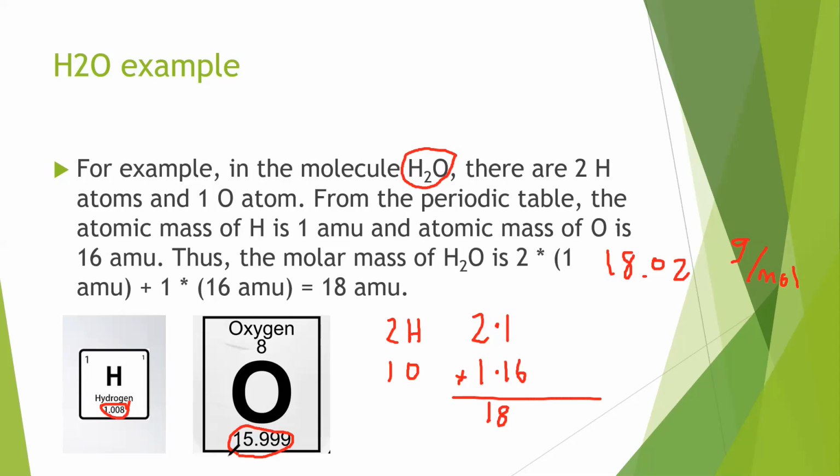You can get 18.02 by using hydrogen as 1.008 and carrying all the decimal points, but 18 is close enough. So this is the molar mass, 18 AMU, or we can use what we did earlier, grams per mole. So this tells us if we have 1 mole of water, we have 18 grams. So 1 mole of water weighs 18 grams. And we calculated the molar mass from the periodic table.